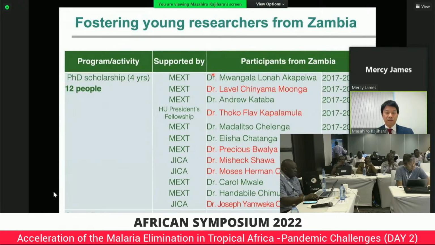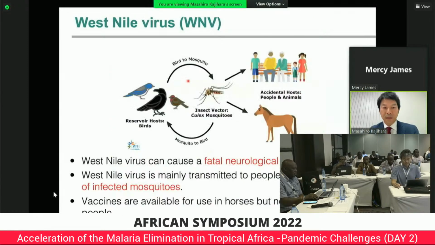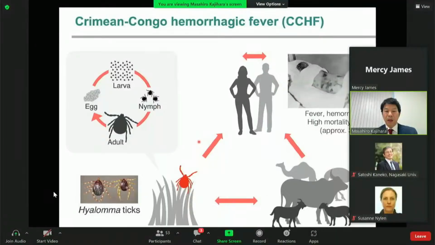Today, among the wide range of our research activities, I'd like to talk about the hemorrhagic fever virus surveillance activity. At first, I'd like to talk about our virus disease surveillance. First, our achievement is the West Nile virus research. This virus causes a fatal neurological disease.